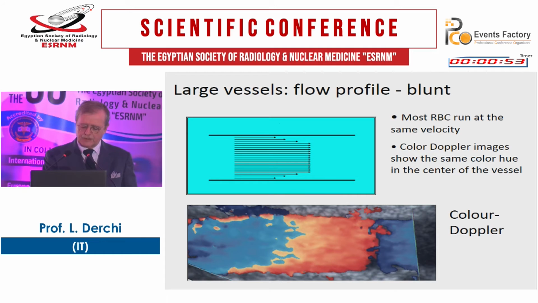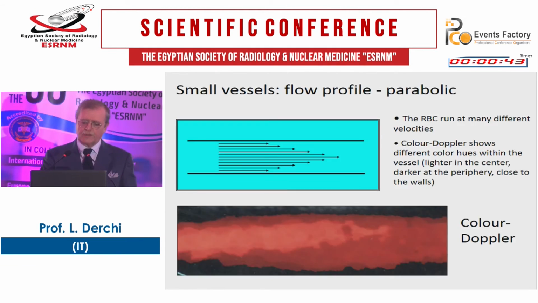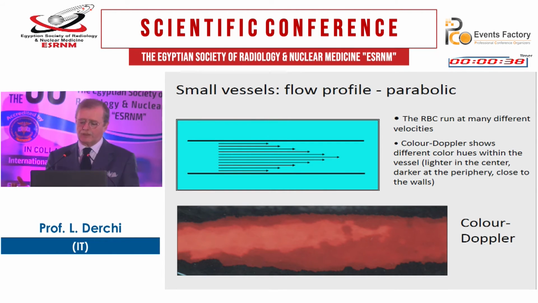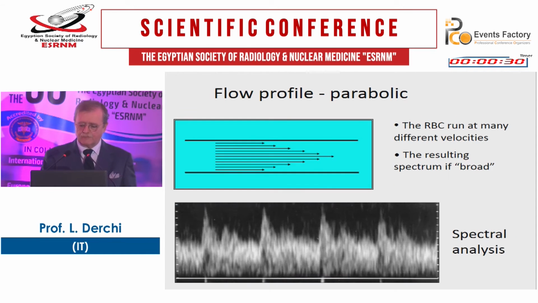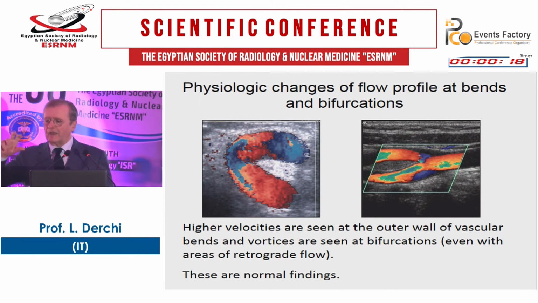And the same can be seen by the spectral analysis. The resulting spectrum is narrow. On the contrary, the small vessels have a full flow profile which is parabolic. You see there is a parabolic appearance within the vessel at Colour-Doppler. And the resulting spectrum analysis is a wide spectrum. So each vessel has its own signature according to the type of diameter it has.